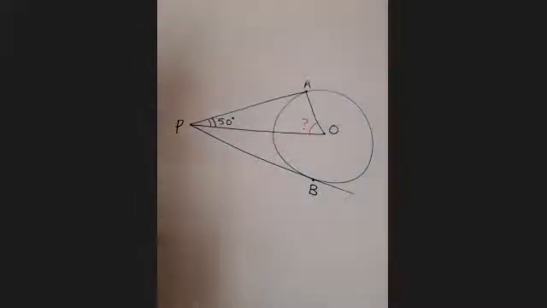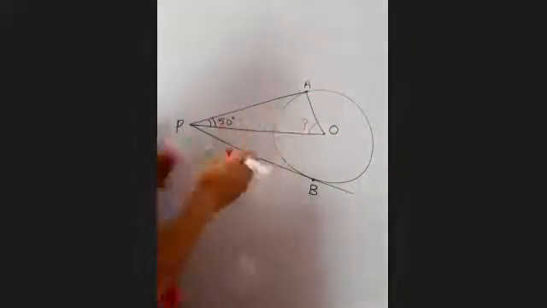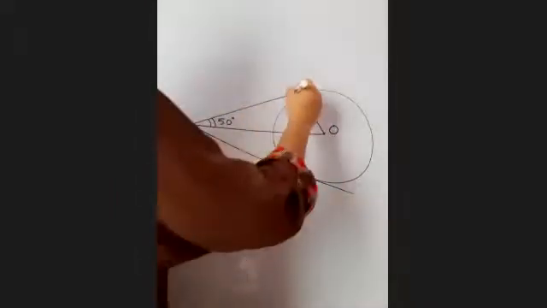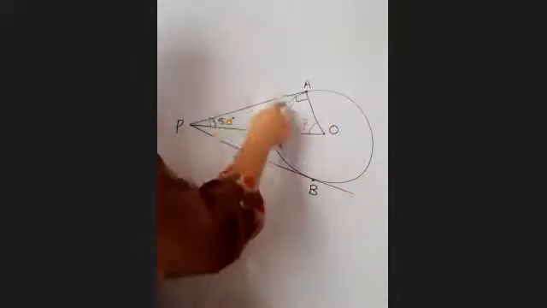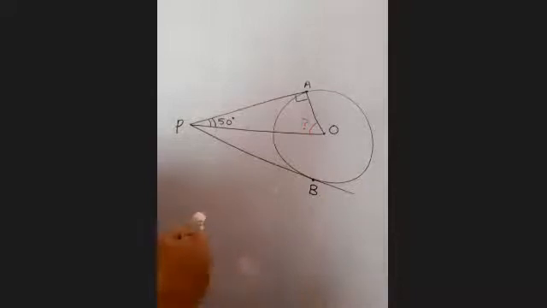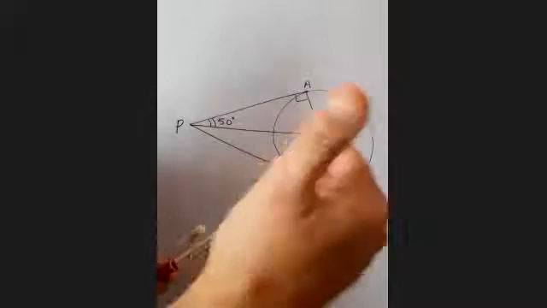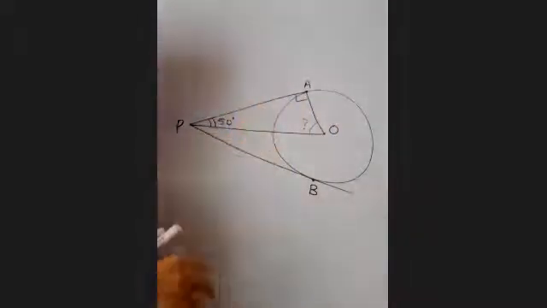Ma'am, we can do the total sum will be 180 in the triangle. Angle A will be 90 degree, and then 40 degree. Using the angle sum property, what will the question mark be? 40 degree. Right? Good.